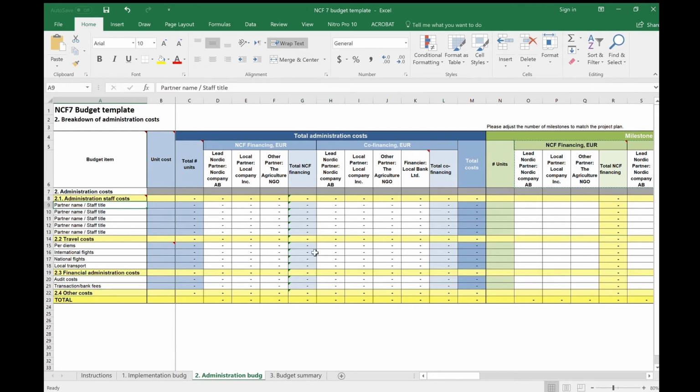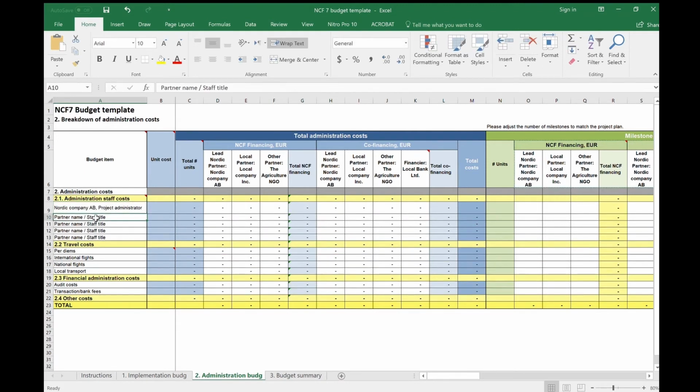Under administration staff costs, insert the staff members that are related to the project management and administration. Here we use a simple example of 2 staff members. We remove the other rows as they are not relevant for our example budget. Don't forget to add the daily fees of each staff member under unit cost.